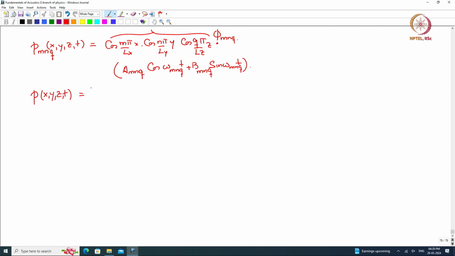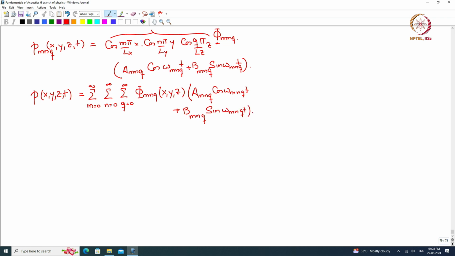Okay, so it is summation over m running from 0 to infinity, summation over n 0 to infinity, summation over q going from 0 to infinity, phi_mnq, which is spatial, x comma y comma z, and this is temporal, A_mnq cos(omega_mnq t) plus B_mnq sin(omega_mnq t). Okay, so that's the total response.